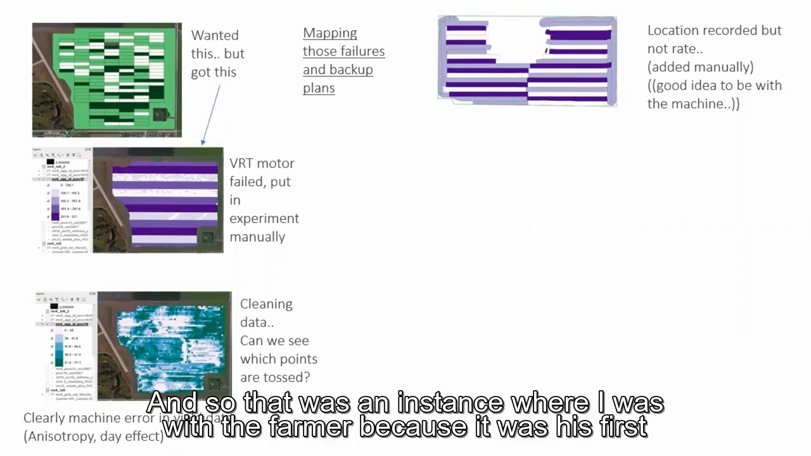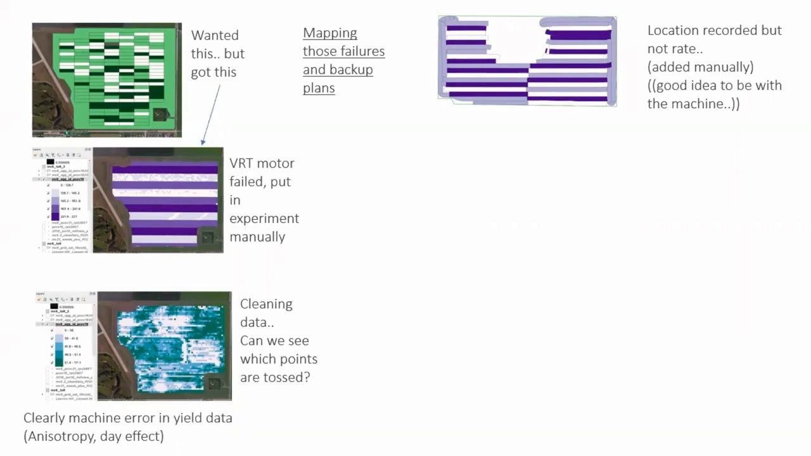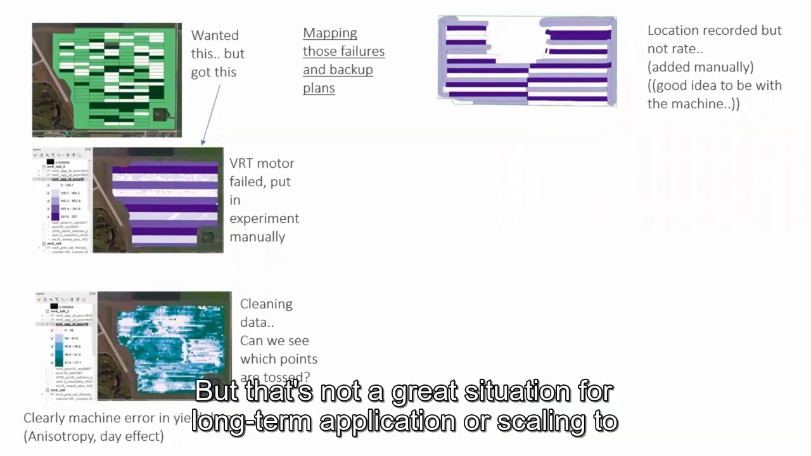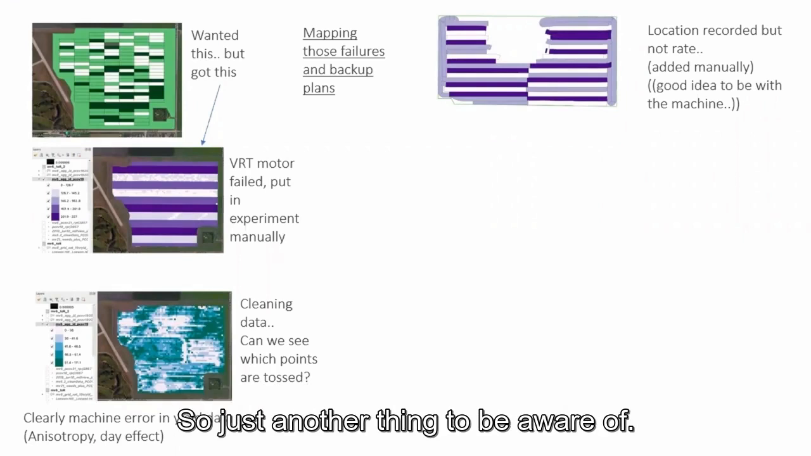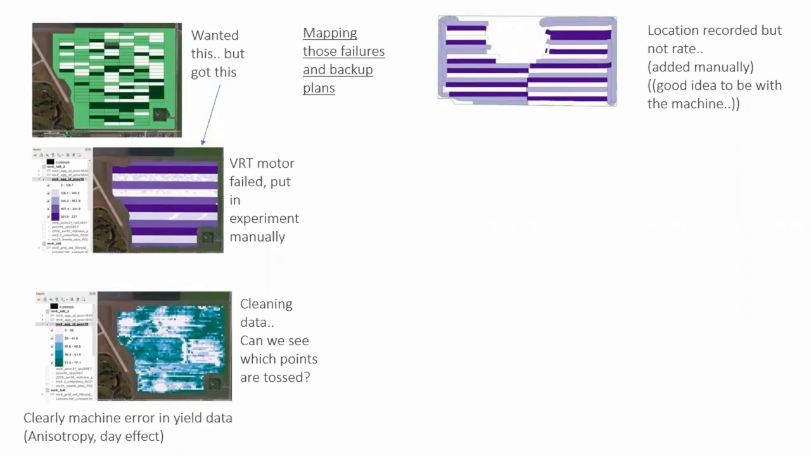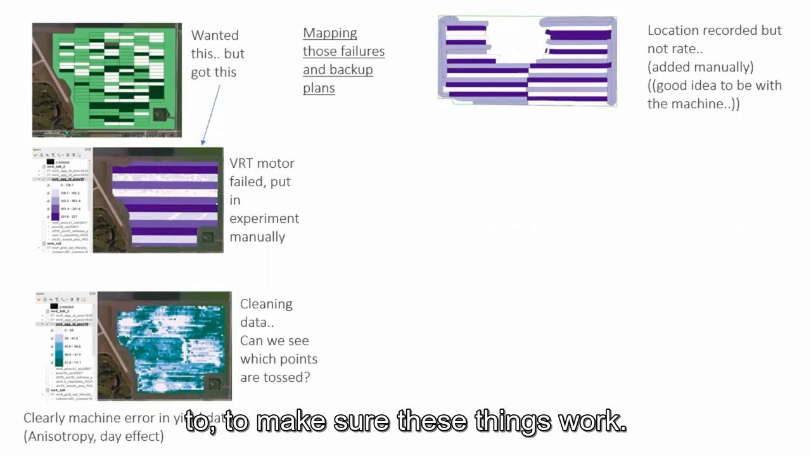That was an instance where I was with the farmer because it was his first time putting in an experiment. And so I actually knew exactly what all the rates were, so I could add them manually later. But that's not a great situation for long-term application or scaling to thousands of fields, for example. So just another thing to be aware of, probably working closely with the farmer the first time they put in an experiment to make sure these things work.